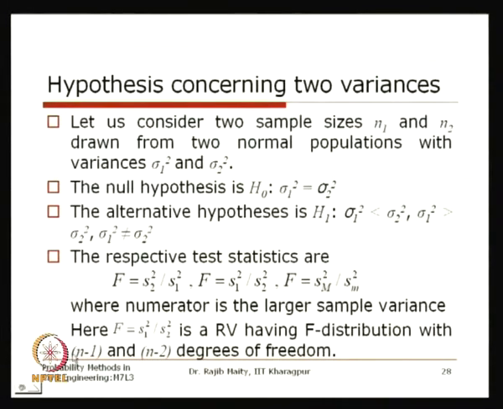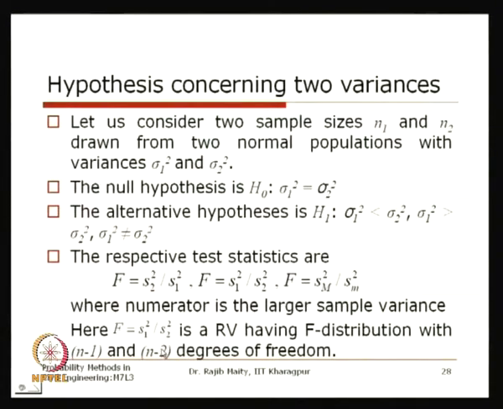Now, there is a typing mistake in what is written here. The first one is for the numerator. So, whatever is in the numerator of the statistic, that should be your first degrees of freedom, and whatever is in the denominator, that should be your second degrees of freedom.